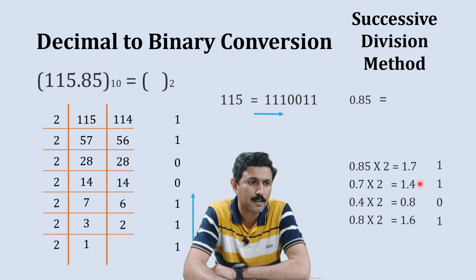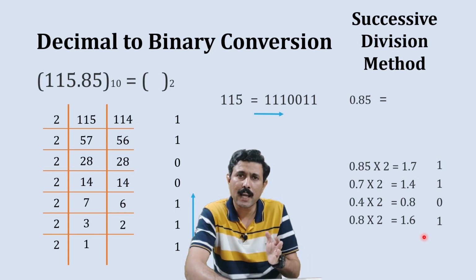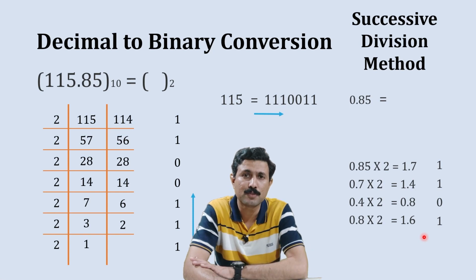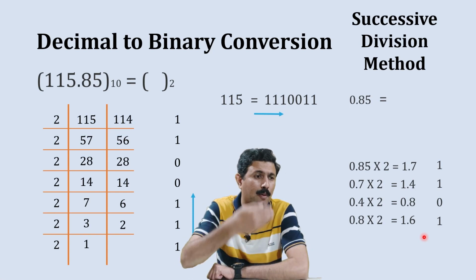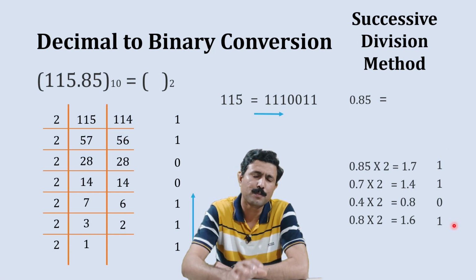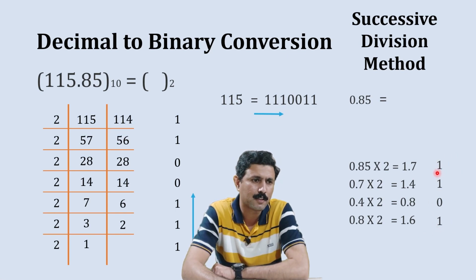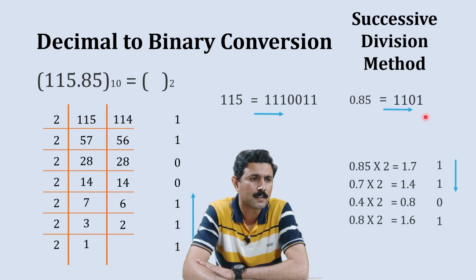In a fractional number you should move up to the point where you reach 0. But most of the time it will happen that you will never reach 0. So up to what point should you keep repeating this process? The normal tendency is to proceed up to 3 to 4 points and then stop. Here we will never reach 0, so we'll calculate it for 4 points and then stop. From top to bottom, if we write it here, we'll get 1101. So this will be the binary equivalent to this decimal fractional number 0.85.